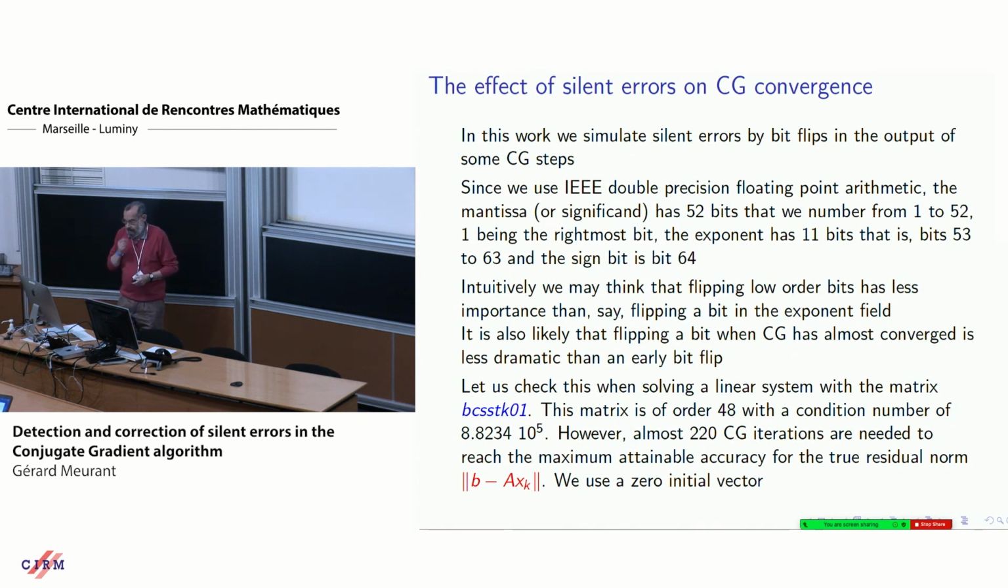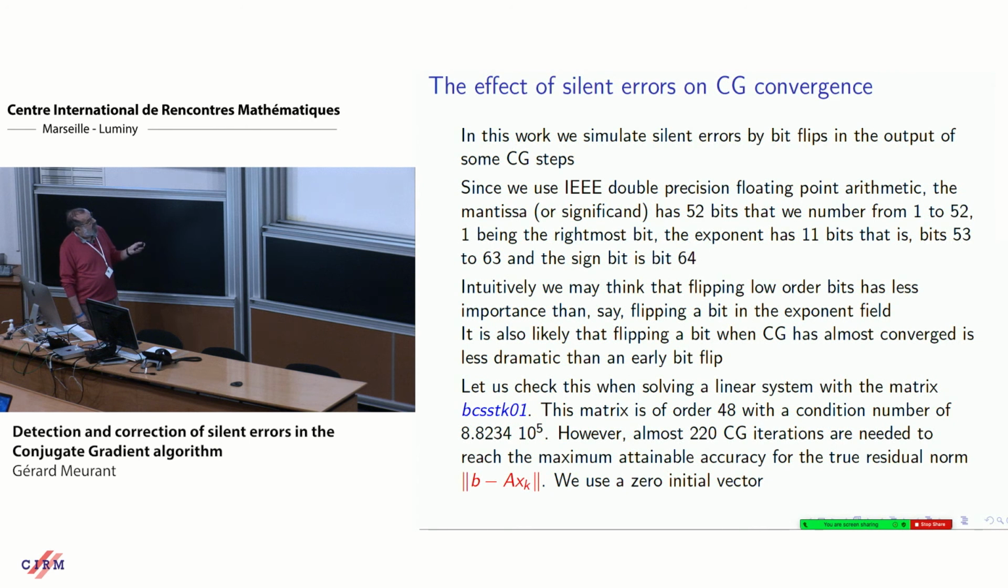But first, let's look at what is the effect of silent errors on CG convergence. In this work, I simulate the silent errors by bit flips in the output of some CG steps. So just take the result, for instance, of a dot product, and you flip a bit in the output of the dot product.